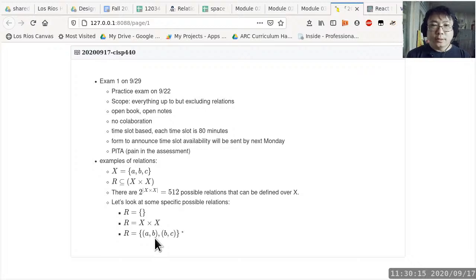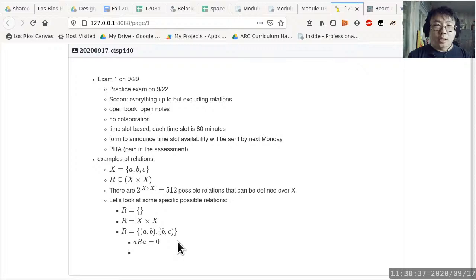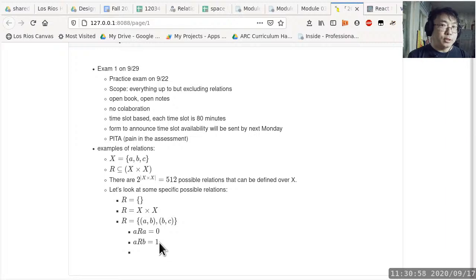Let's look at this particular case. If I define R as this, what do we know? We can now say ARA is false, because A does not relate to itself. Otherwise AA would have been an element in this particular set. ARB is true, because A does relate to B. And how do we know that? Because AB is a two-tuple in the set. A does relate to B. When we are using this notation, 0 means false and 1 means true.